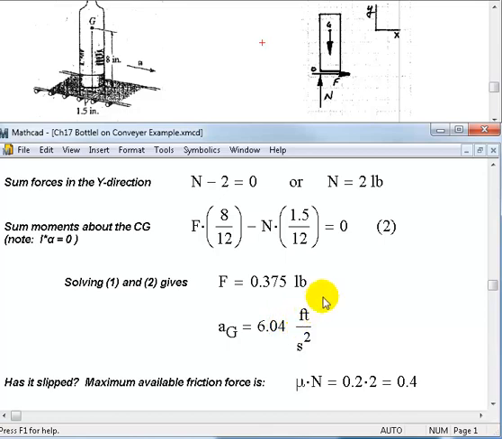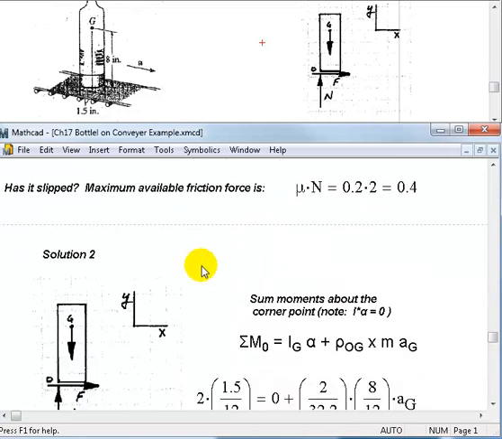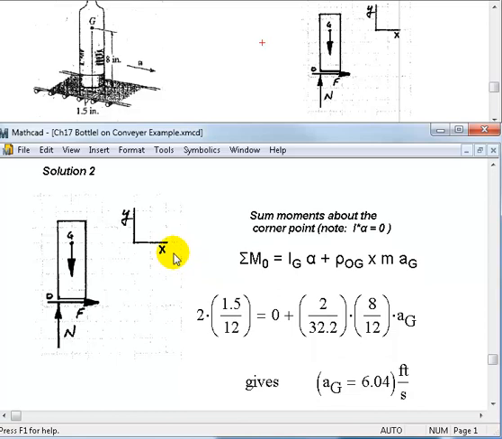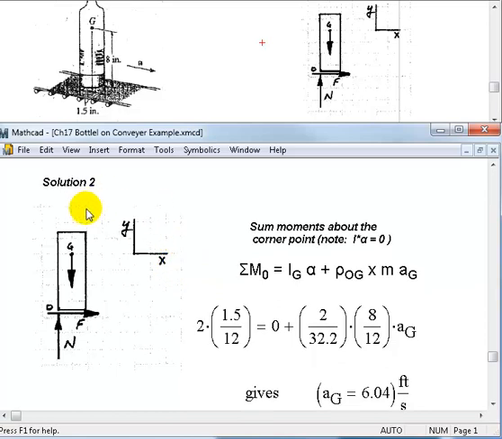Now, just to show you an alternative means of determining this acceleration, let's look at solution method number 2. Solution method number 2 will differ from solution method number 1 in that in solution number 1 we summed moments about the center of gravity, and that included both the normal term and the friction term. In this solution method, we're going to sum moments about this corner point O.